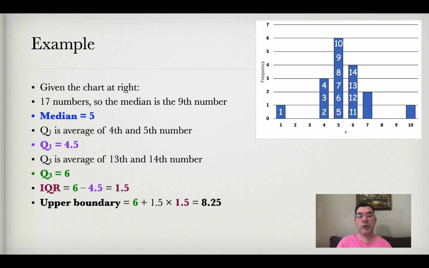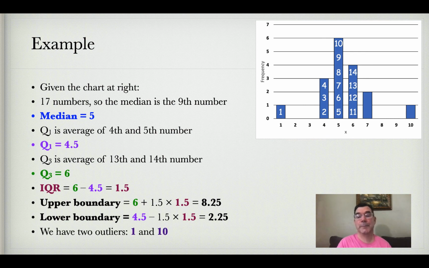So my upper boundary is going to be my upper quartile of 6 plus 1.5 times the interquartile range, which is 1.5, and that gives me 8.25. My lower boundary is my lower quartile of 4.5 minus 1.5 times the interquartile range of 1.5, and that gives me 2.25. So any response that is higher than 8.25 or lower than 2.25 is going to be an outlier.